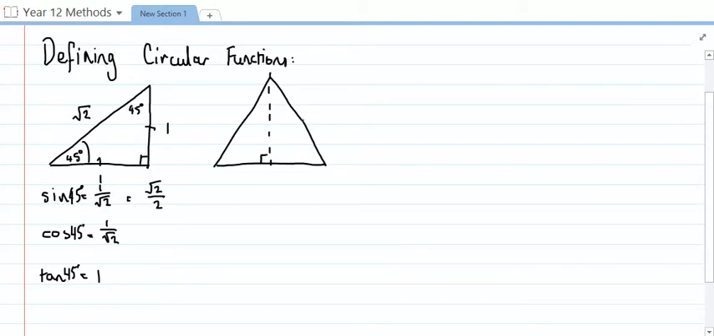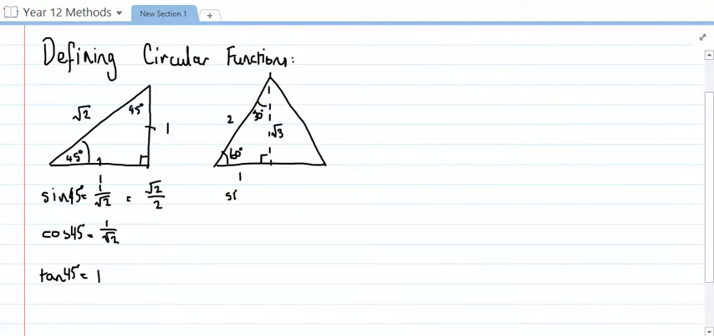So if we made the original side lengths 2 each, just for simplicity, then when we cut it in half, there's only 1 left there. This side here is still going to be 2, and again, using Pythagoras' theorem, we can calculate that the height of that is the square root of 3. What we still have here is 60 degrees in this corner and 30 degrees in this corner. So based on that, we're able to come up with the other values.